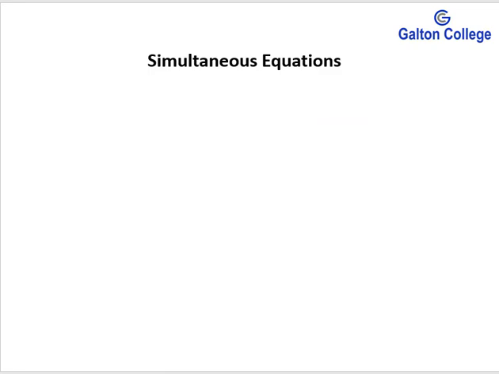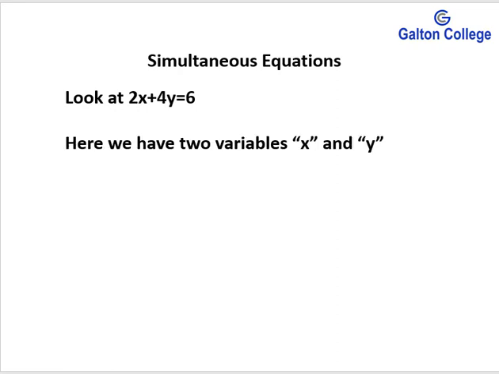It's one of a series, as I said. We've made several videos on simultaneous equations. But for a start, let's look at 2x plus 4y equals 6. Now here we've got two variables, x and y, and you'll note we've only got one equation.